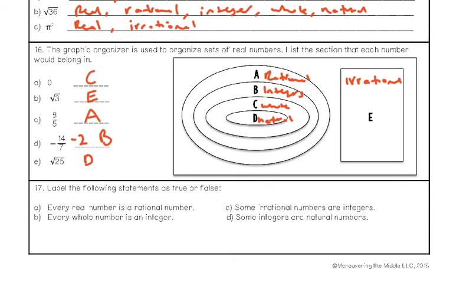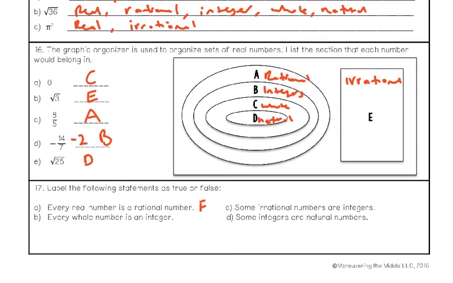Let's look at 17. It says label the following statements as true or false. So we have a few different statements. Let's go through each one. Every real number is a rational number. So every real number is rational. So all of these are real numbers in the whole box, and irrational numbers are in that box. So that's actually false. Every real number is not rational because they could also be irrational.